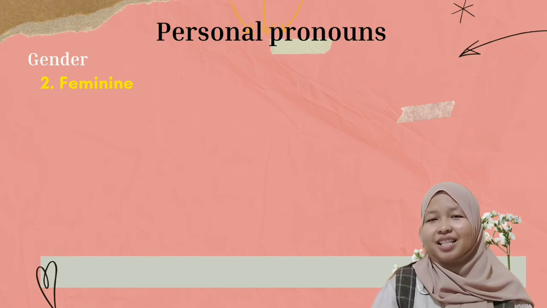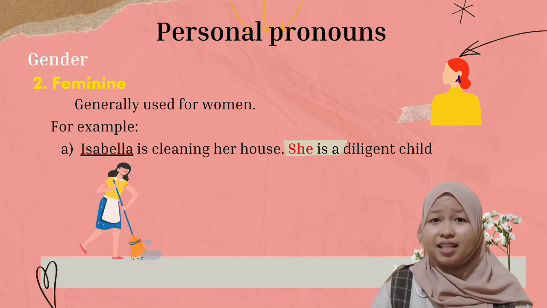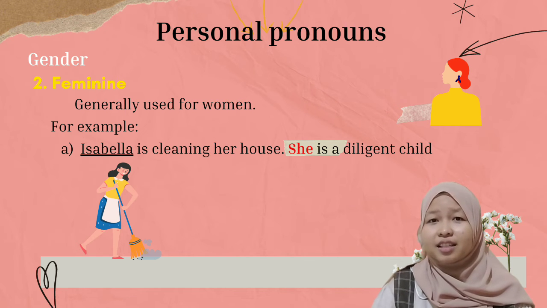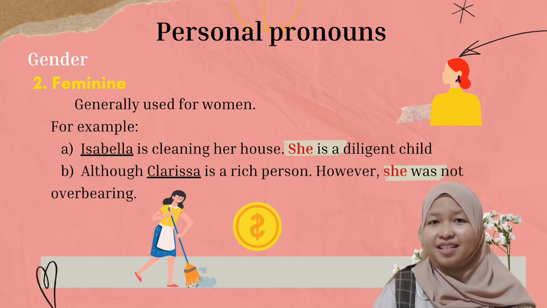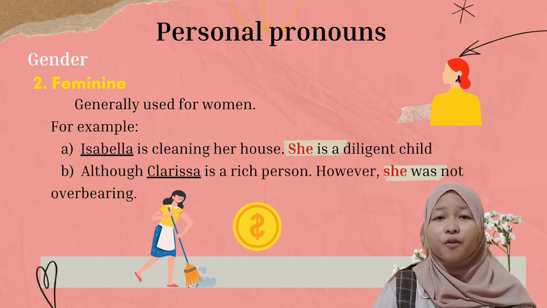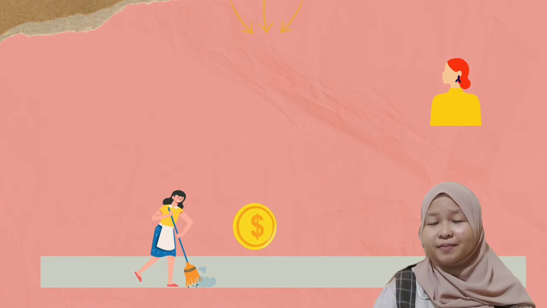Feminine. Feminine is generally used for women. For example, Isabella is cleaning her house. She is a diligent child. Isabella's subject changes to she. Although Clarissa is a rich person, she was not overbearing. The subject Clarissa changes to she.